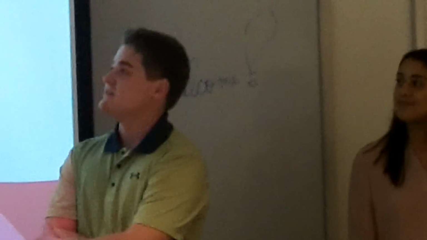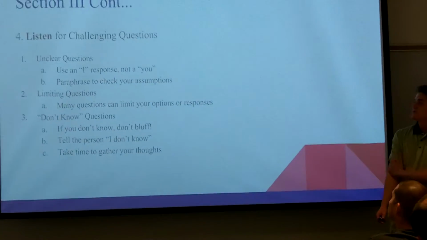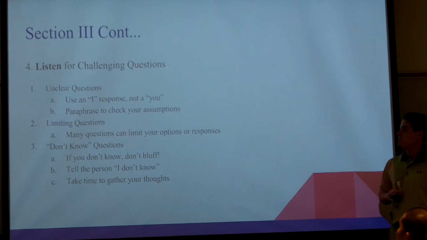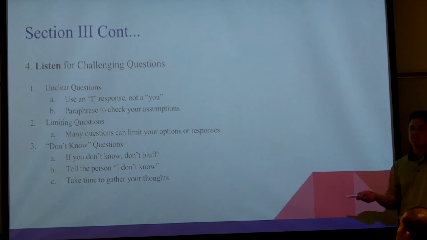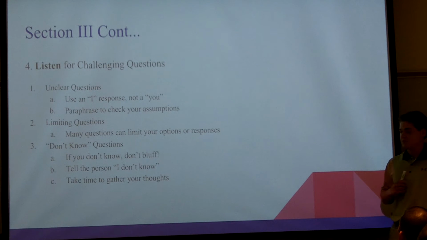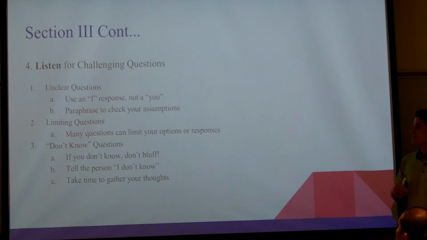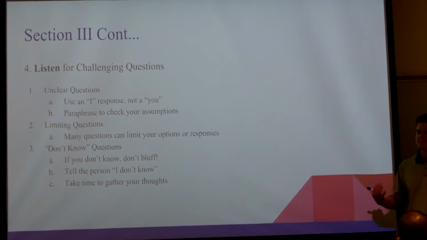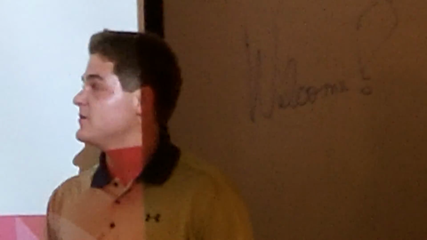Okay, so the fourth point, we're going to continue with the Q&A, is to listen for challenging questions. The first type of challenging question is an unclear question. The first important point of this is to use an I response and not a you response. An example would be, I don't understand your question, instead of your question confuses me. And also paraphrase to check your assumptions. Try to see whatever you can understand from the question and repeat that to them, and try to get them to repeat it in a more understandable way.